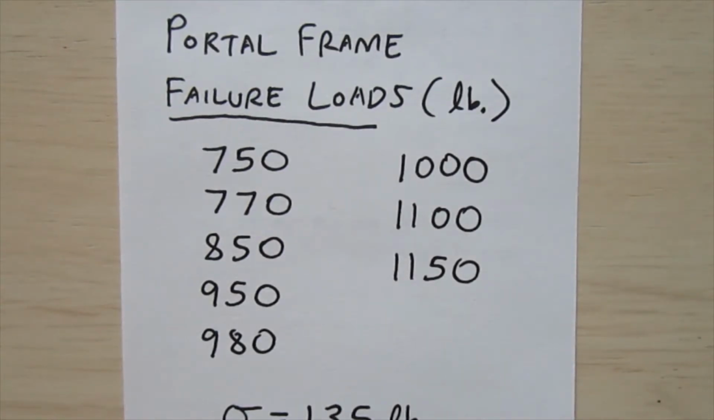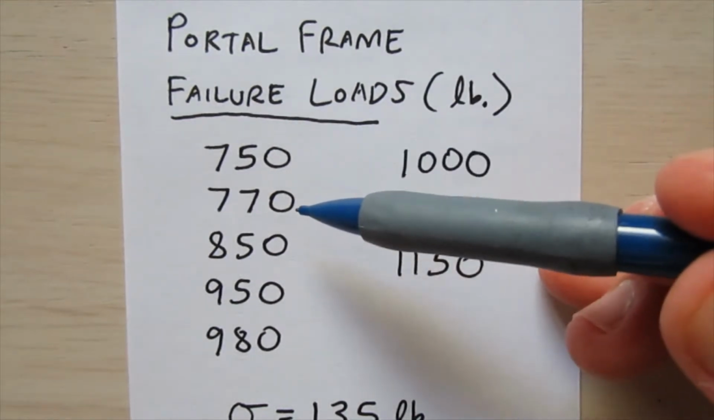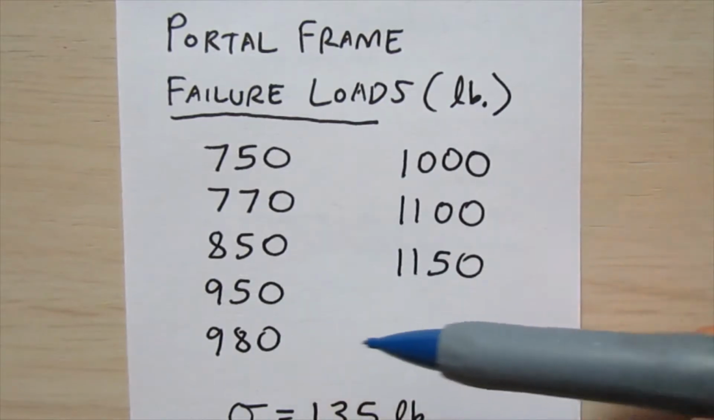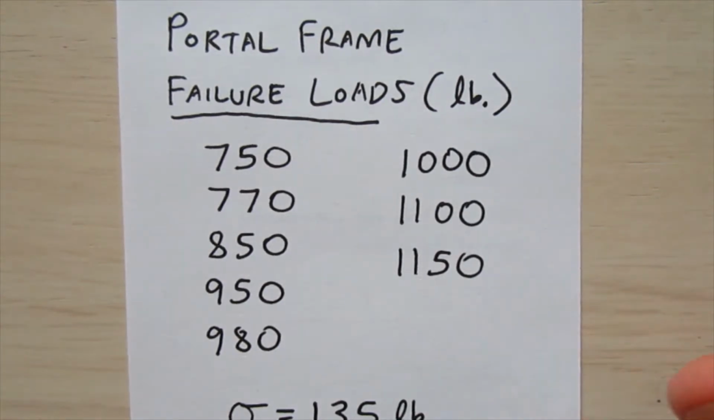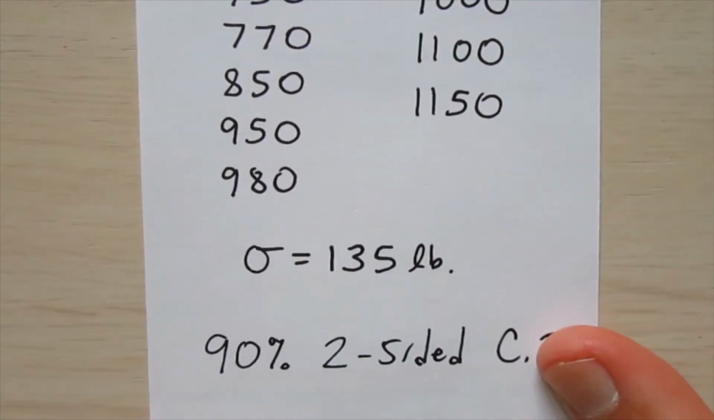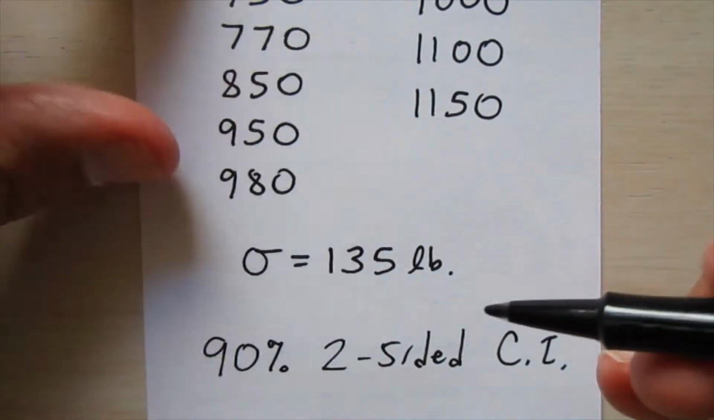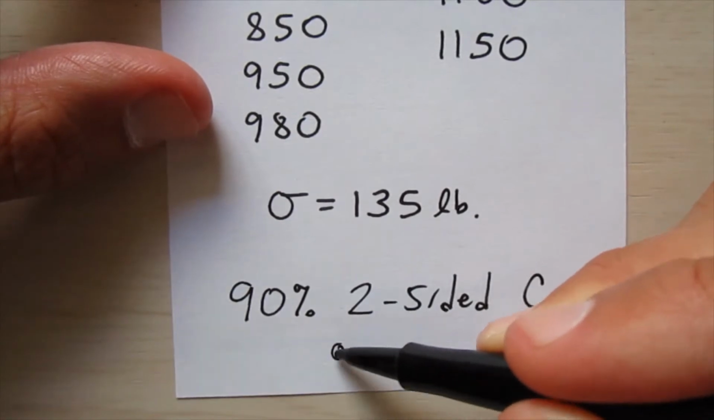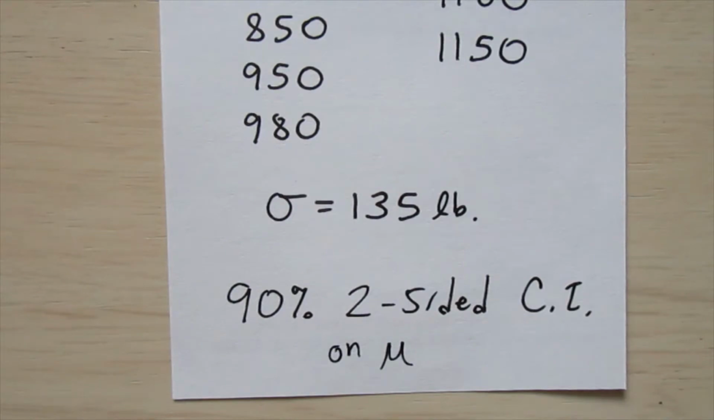The past 8 tests resulted in the following failure loads in pounds. So are these 8 data values? 750, 770, 850, 950, 980, 1000, 1100, 1150. And again, these are all in pounds. So what I want to do here is calculate the 90% two-sided confidence interval on the average. To finish this sentence, I should say on mu, the 90% two-sided confidence interval on mu.